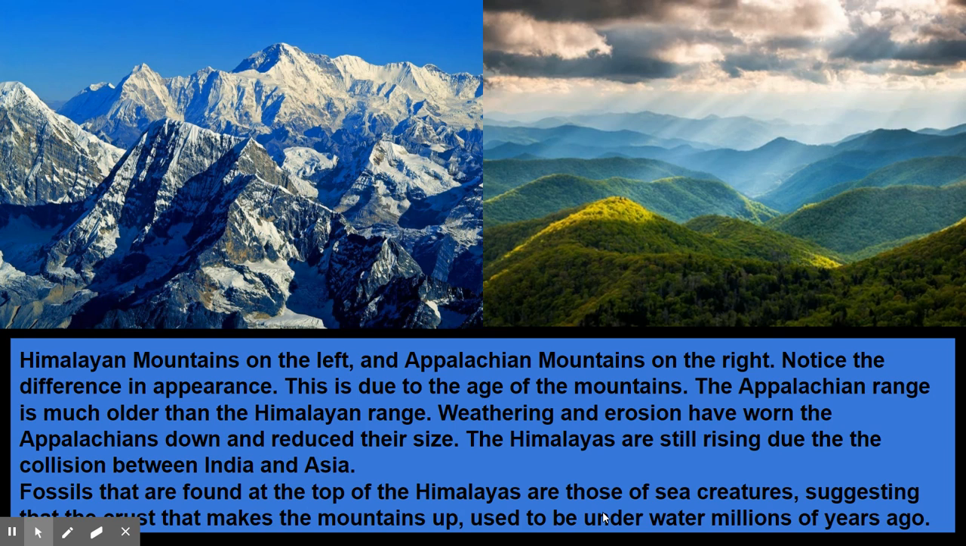You'll notice there's no trees growing on top of the Himalayas because they're too tall. Trees cannot be supported that high in the atmosphere, but the Appalachian Mountains are pretty much covered entirely by trees because the height of those mountains are low enough to be under what we call the timberline.